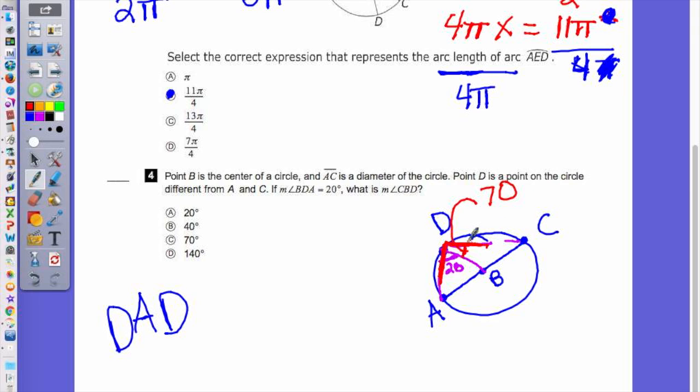This is 70. So this is getting messy to read here, but B to D is a radius, right? B to C is a radius, correct? B to A is a radius, correct? I eventually want CBD. I want this angle here. So honestly, I'm not even dealing with this triangle anymore. This triangle with the 20-degree angle just helped me get, and I'm going to try and draw this a little neater over here, triangle DCB.